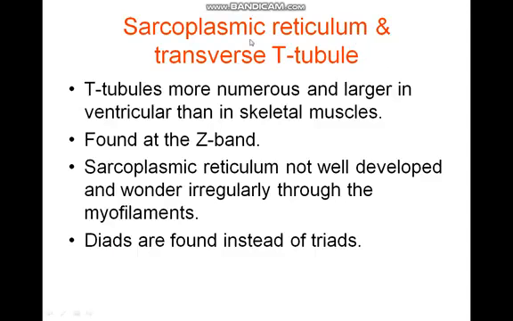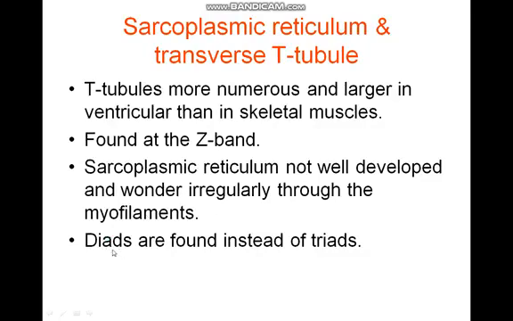The sarcoplasmic reticulum and transverse tubules are found in the cardiac muscle, but with certain differences. The tubules, which are invaginations from the sarcolemma, are more numerous and larger in the ventricular region than in skeletal muscle, and they are found at the region of the Z band, while in the skeletal muscle they are found at the region of the A-I junctions between the bands. The sarcoplasmic reticulum is not well developed, and it is found irregularly between the myofilaments.